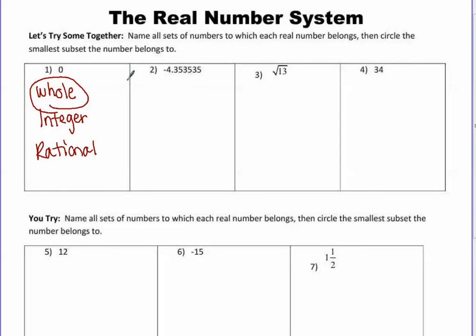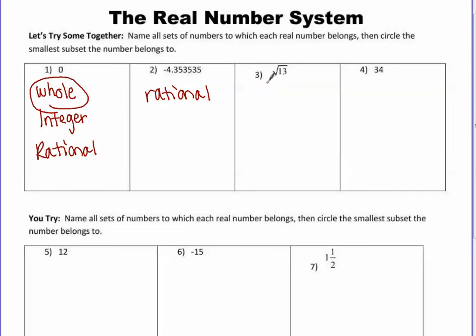And number 2, this is a rational. The only subset that this goes in is rational numbers because it is negative and a terminating decimal.